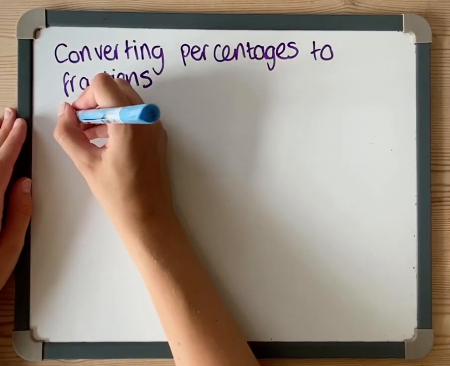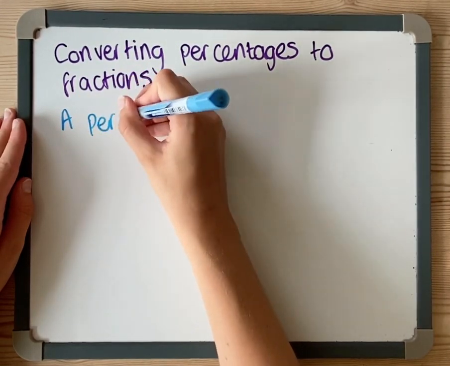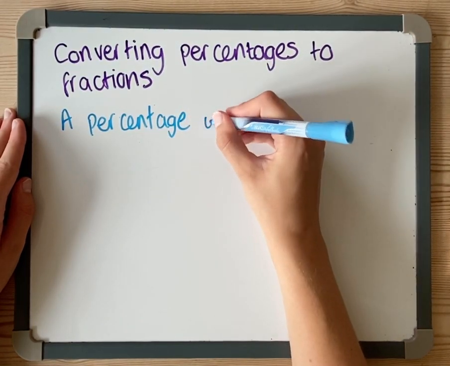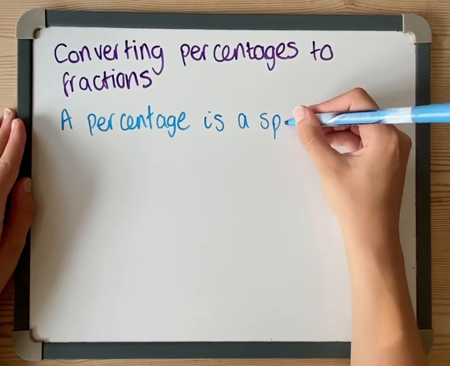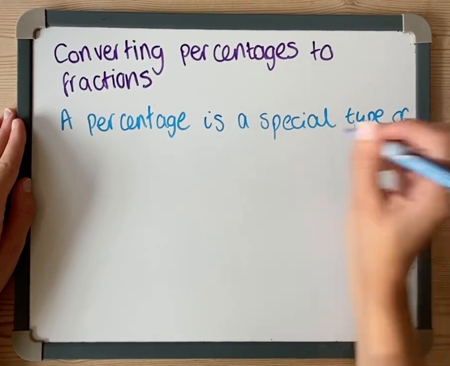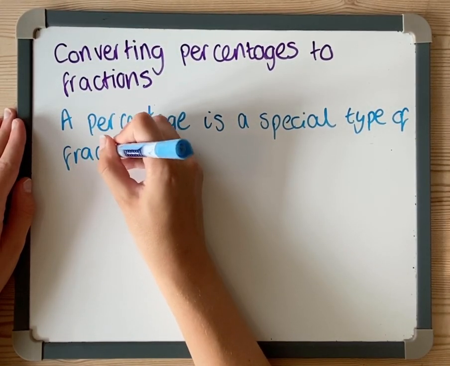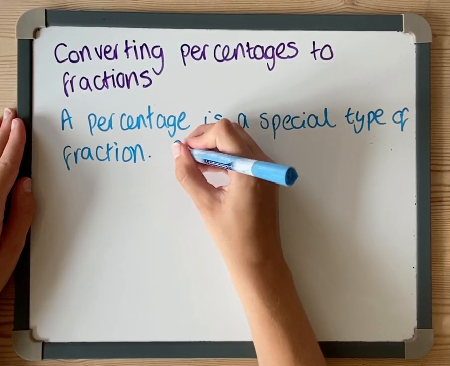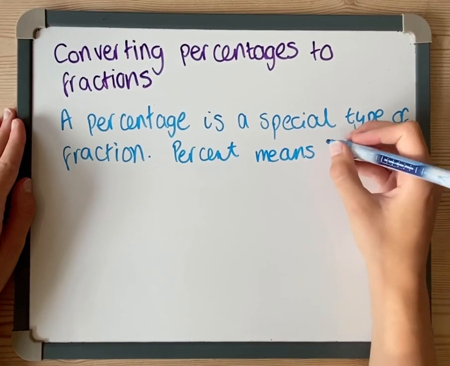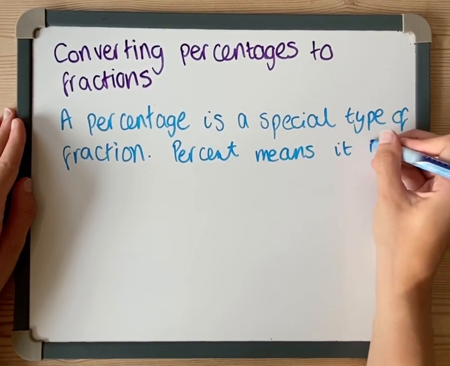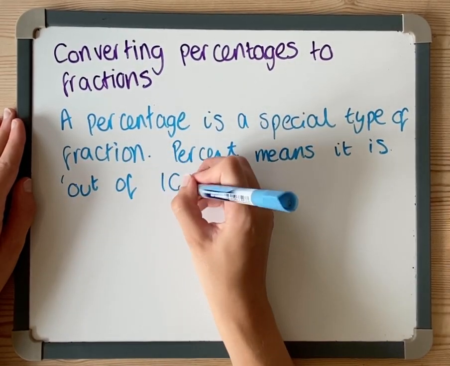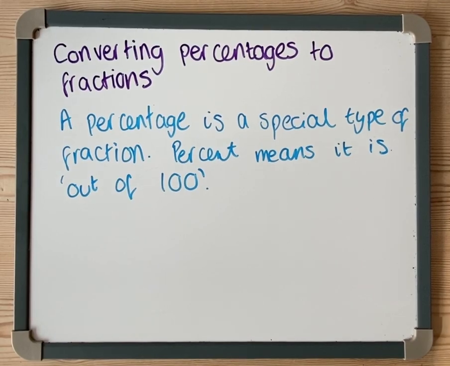Tons of places. So we're going to think about what a percentage is today, and I want you to write this definition down. A percentage is a special type of fraction. Percent means it is out of 100. So percent means out of 100.